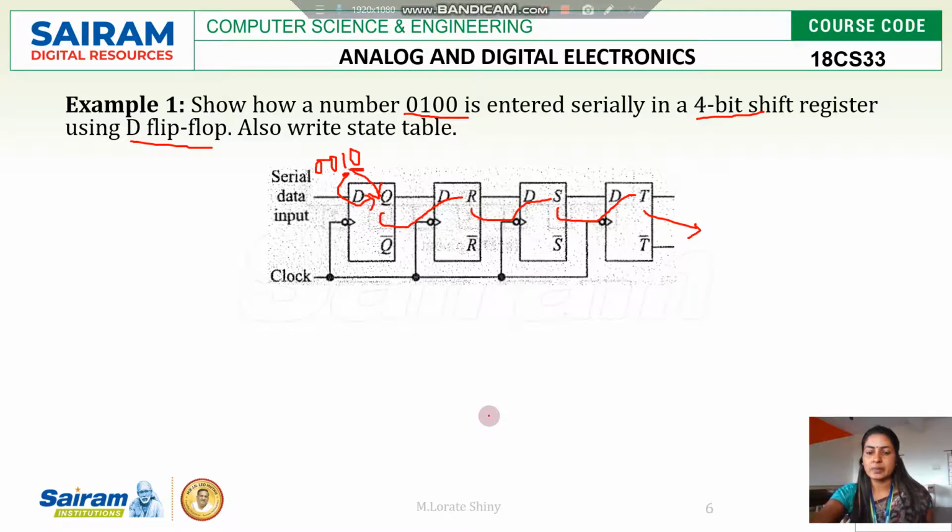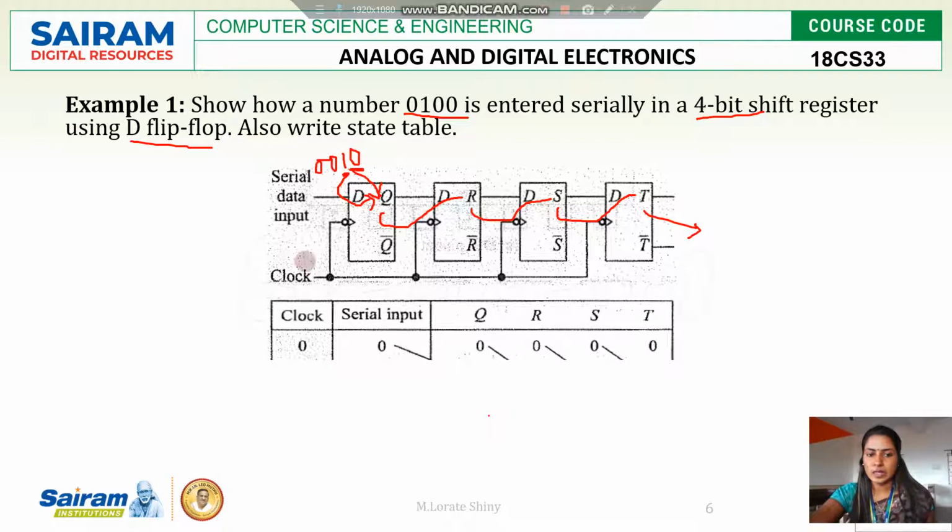So we'll write the state table. Clock. Initially, the serial input first bit is 0. We will assume all the flip-flop states are 0 initially. For the first clock, this is a negative clock, so this is the first negative edge. This is new data. Serial input will be shifted to Q. The previous state of Q will be shifted to R. Previous state of R is S. Previous state of S is T. So these all happened in the first negative cycle.